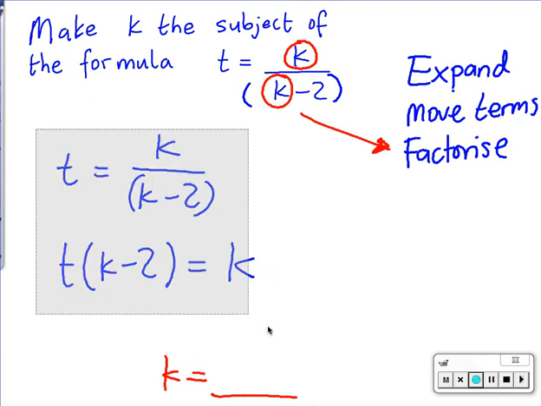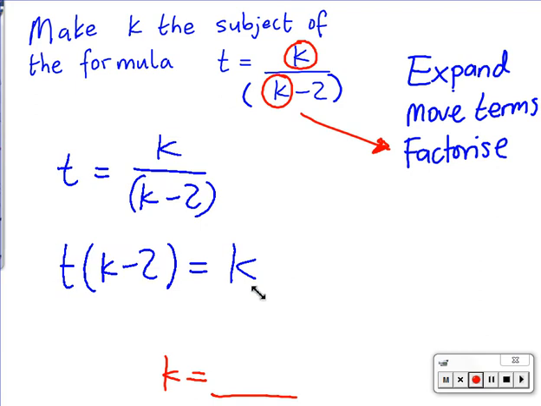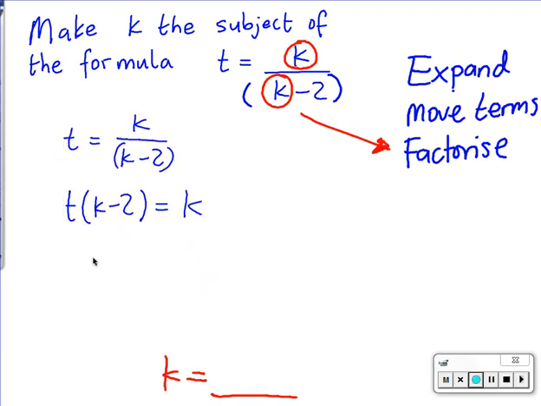If you don't have the brackets there, it might look like tk minus 2, when in fact, when we use one of our skills up here now of expanding brackets, we're going to get tk minus 2t equals k. So we've got maybe a mark or 2 at the moment because our algebra is correct. We're going to now move some terms, and we're going to move the terms to aim towards what the final outcome is going to be, which is k on its own. So we're going to try and get all the k terms on one side. So to do that, I'm going to put all my k terms on the left hand side.